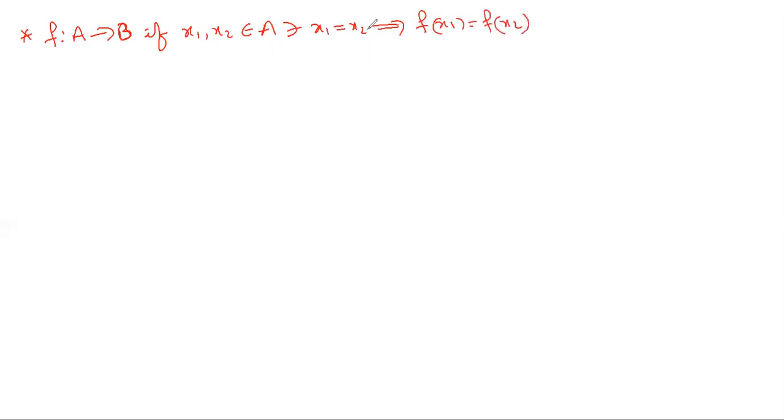That means the same element cannot have different images. The same element should have the same image. So every element should have one and only one image. That's the meaning of it. And the condition that every element in A should have an image is not reflected here in the condition. Basically, the condition that we are writing is only about one and only one image. The other condition we should verify, even though it is not mentioned here, it is there.